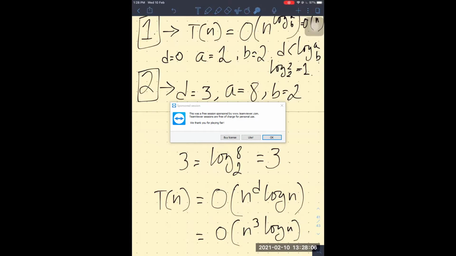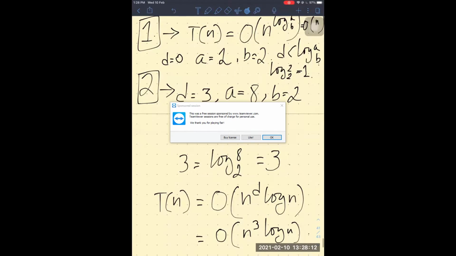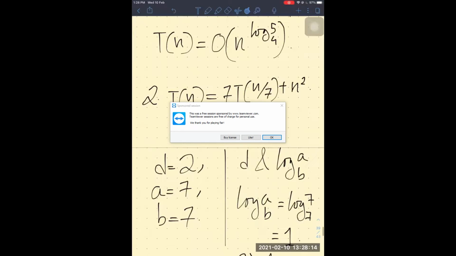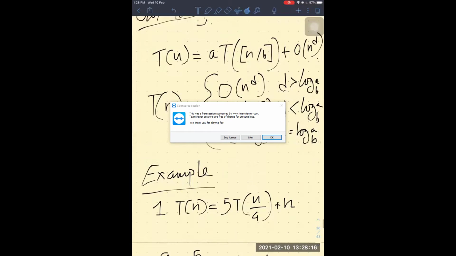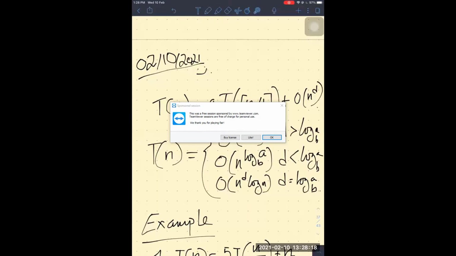Excuse me, maybe I have written it down wrongly. Can you show the master theorem again? Yeah, sure. The last one: big O of n to the power d log n. After log, it is n, not a. Sorry. Okay, thank you. Welcome.